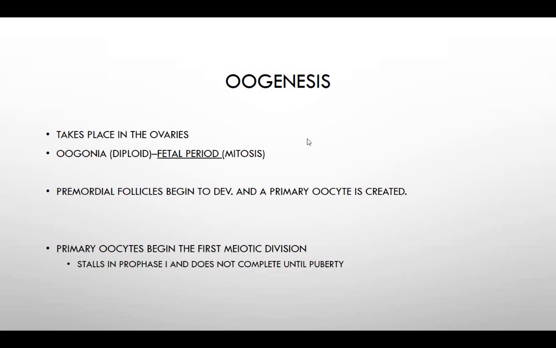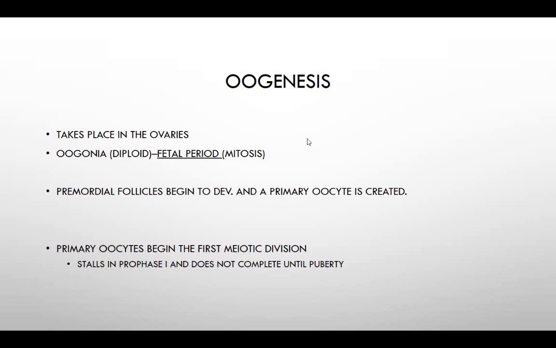It takes place in the ovaries, beginning with an oogonium cell, which is a diploid cell, which has 46 chromosomes. Again, this takes place in the fetal period, so this was taking place before you were even born. What we have happening is these primordial follicles begin to develop, and then eventually a primary oocyte is created as well. And we'll look at a picture of this in just a moment.